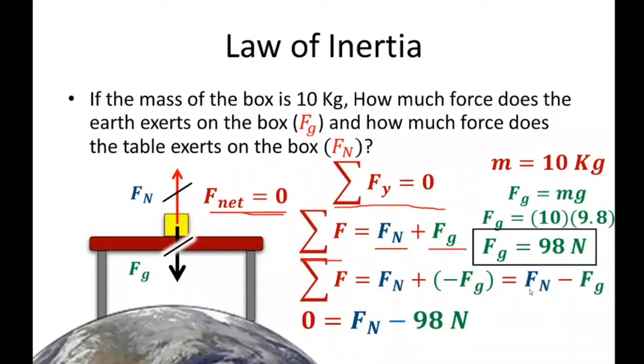So we are left with the summation of the forces equal to 0, that is equal to normal force minus 98 Newtons. And then transferring 98 Newtons to the other side, we are left with the normal force. So the result is normal force is equal to 98 Newtons. So clearly you can see that the normal force is equal to the force of gravity.